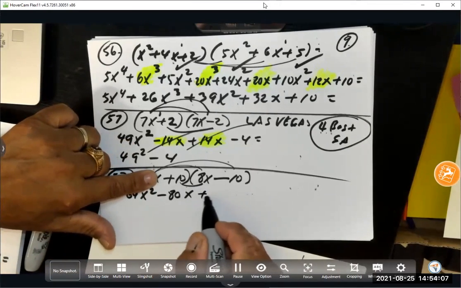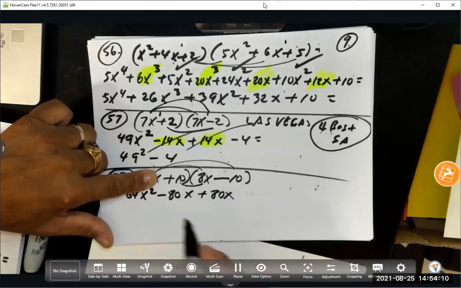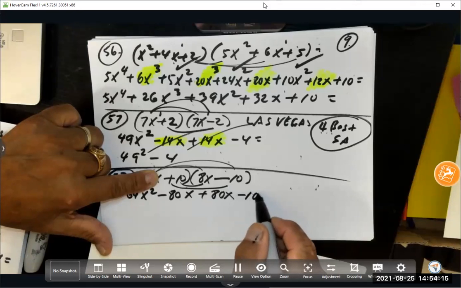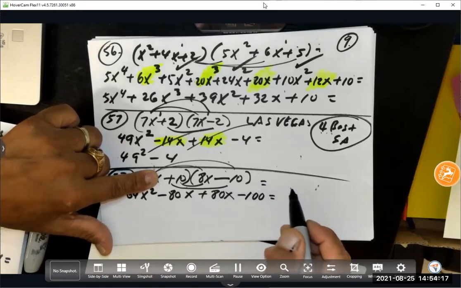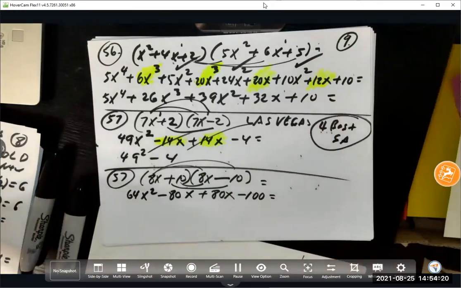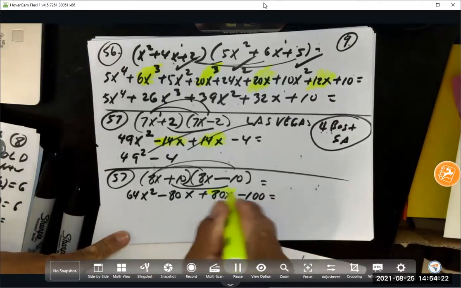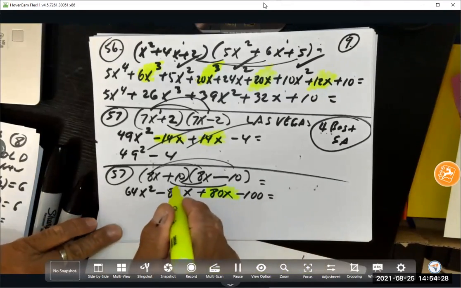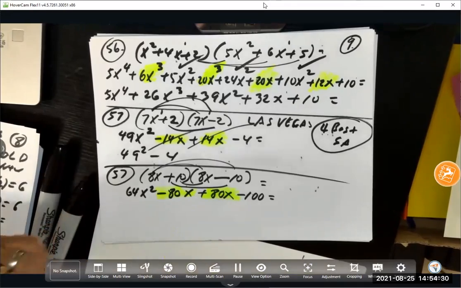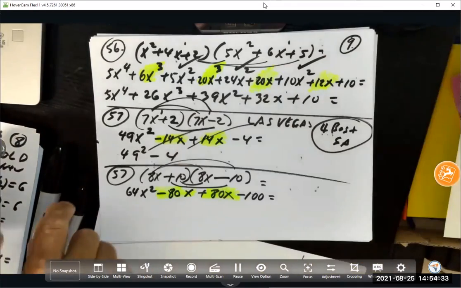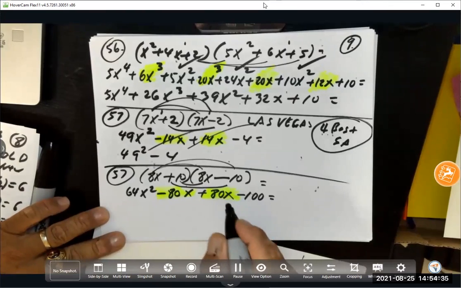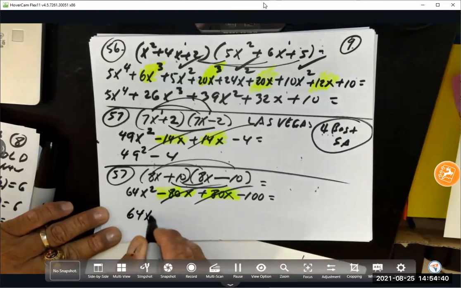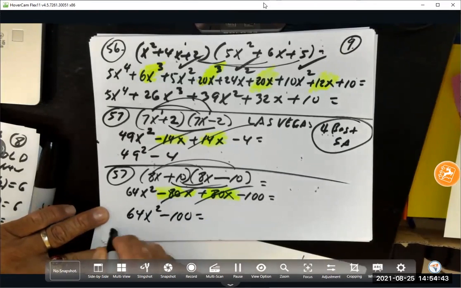Positive 80x and a positive 10 times a negative 10 gives minus 100. Negative 100. Is everybody okay right there? So now you went back. You were like $80,000 positive. Man, you have a big chunk of money. The next day, you just lost it all. Lost 80,000 of it. What happened? They cancel each other out. Is this gone? Yes or no? Yes. 64x squared minus 100. Is that what's left over? Yes.